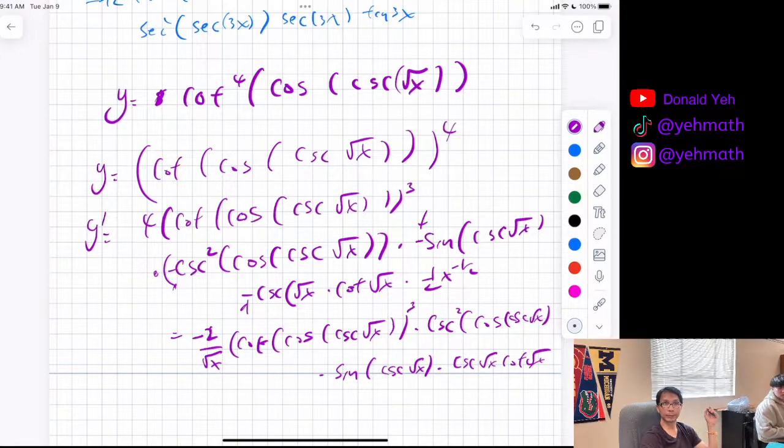Are you ever gonna put a question where we have to use a double angle identity or something? No. It's just the derivative. Yeah.